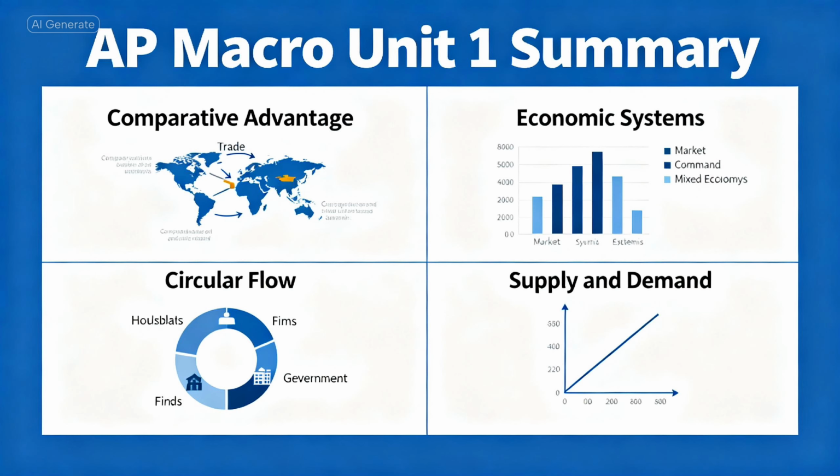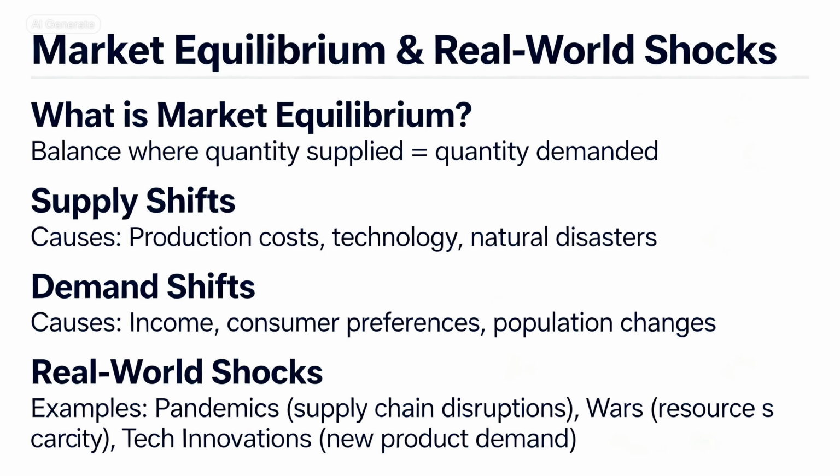And that is the basic overview of AP Macro Unit 1. Everything from comparative advantage to economic systems, the circular flow, and supply and demand. In the next video, we'll talk more about market equilibrium changes and how real world shocks shift supply and demand.